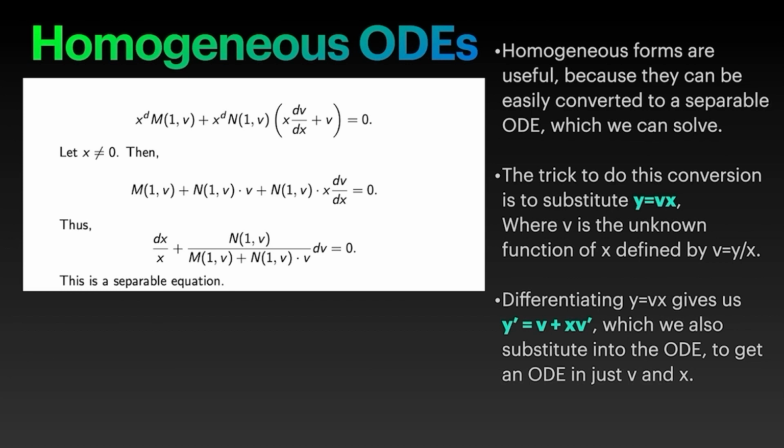Now note that the method assumes that x is not equal to 0. So you might think that the solution is not valid at x equal to 0. But by assuming x not equal to 0, all we are saying is that the solution is not guaranteed to satisfy x equal to 0, but that does not mean it cannot. The solution you get may still be valid at x equal to 0, but you will have to check that separately. This method only guarantees that the solution will be valid for all values of x not equal to 0.